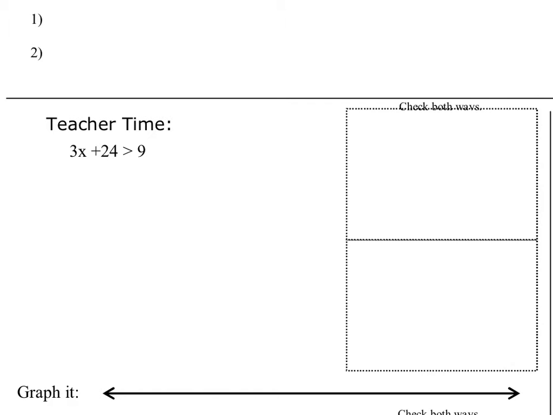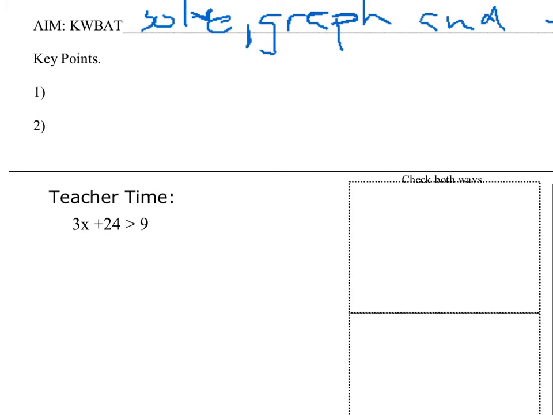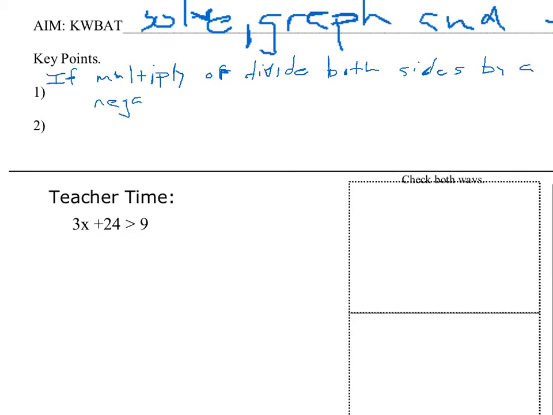Kevin? Division of the negative number, you have to switch the inequality. Okay, if you multiply or divide both sides by a negative, you have to flip the inequality symbol.